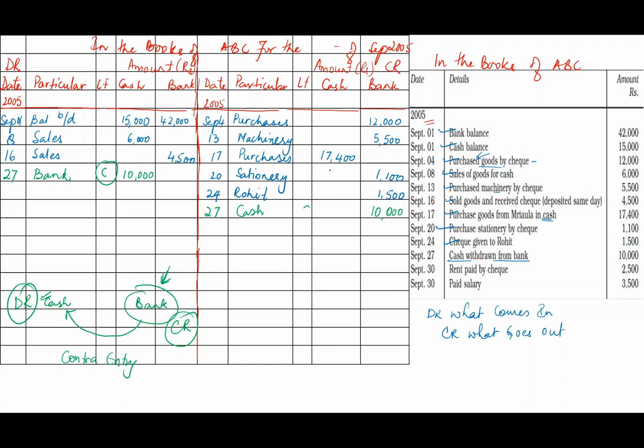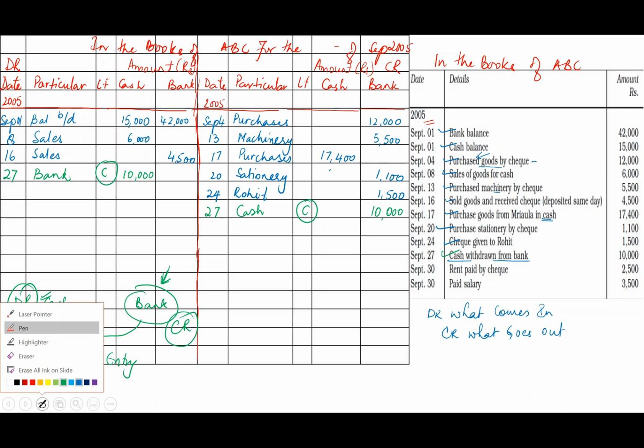Now this is again a contra entry. Got it? This is very crucial. This is the reason why I took this separately. So this is called contra entry. This is how you deal with it, and always this entry would be there in your cash book. So this is taken care of.